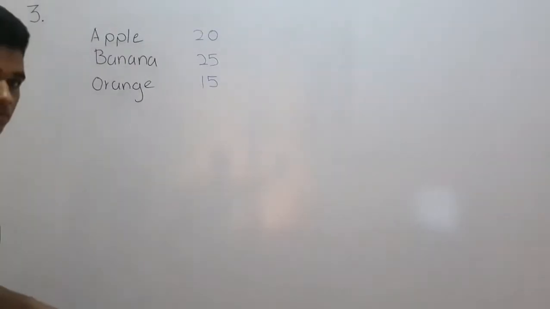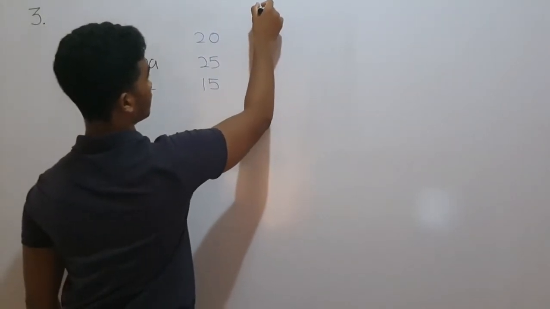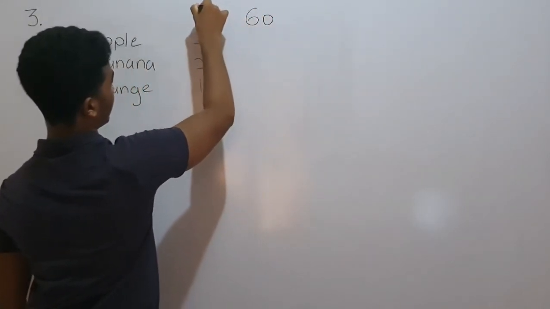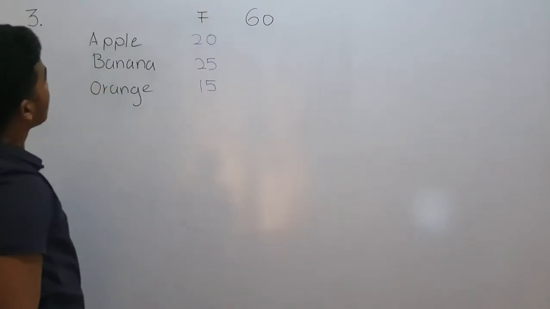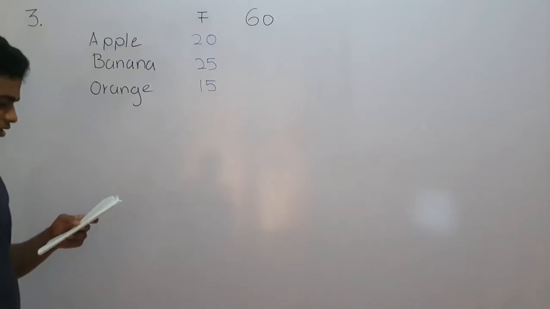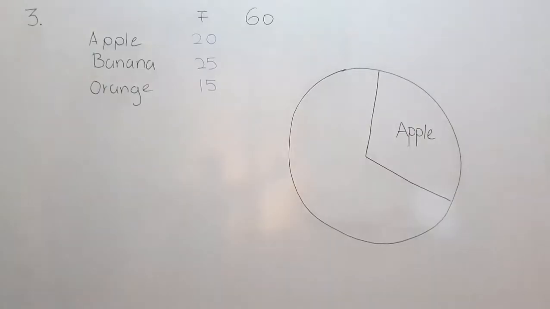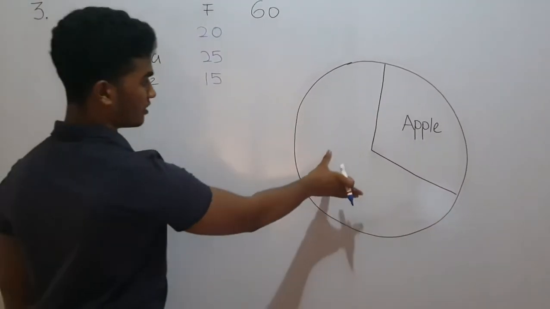So the third question. A group of 60 students were each asked their favorite fruit. The results are shown in the table. So these are the results. The total is 60 students. So this is the frequency. They are asking us to complete the pie chart to show these results. So this is the pie chart which they have given.